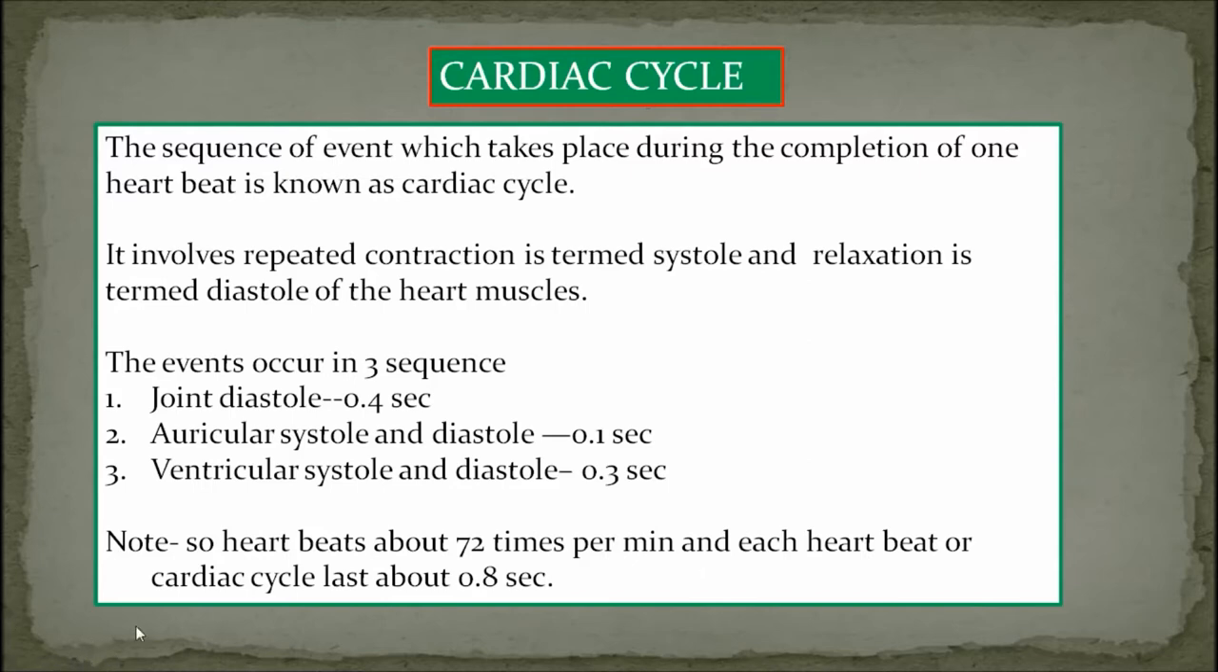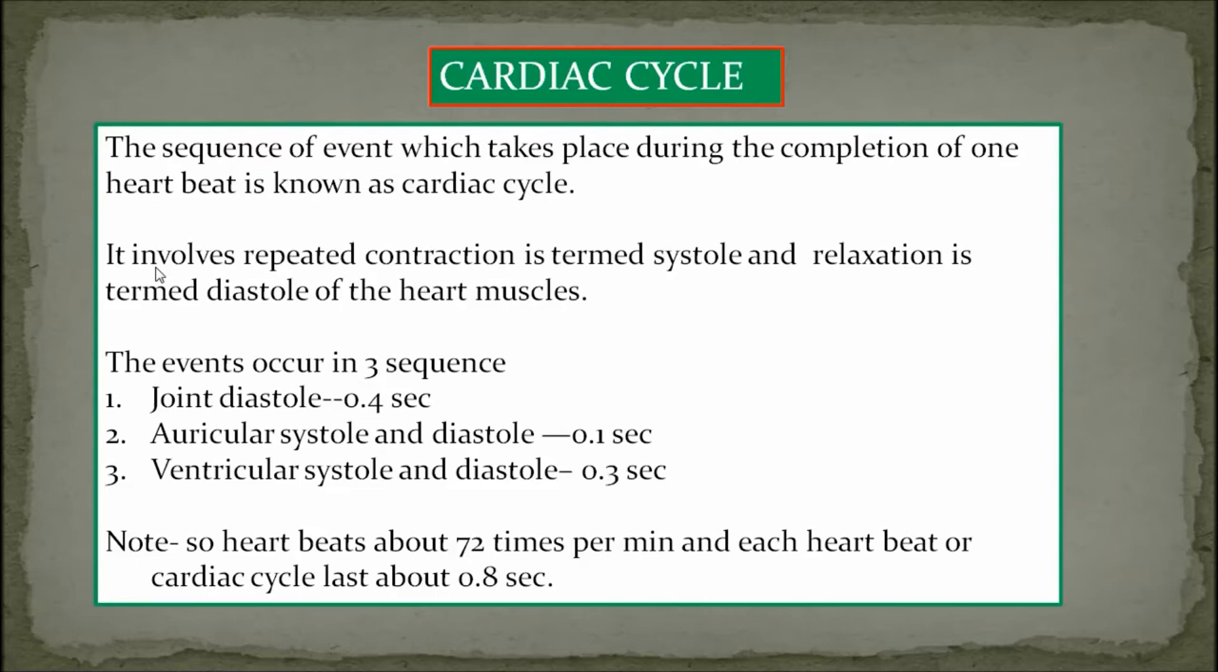This systole and diastole take place systematically, sequence-wise, within a particular duration, and that duration is the cardiac cycle: the sequence of events which take place during one complete heartbeat. Clear? That is one cardiac cycle. From the time a human baby is born until death, this is the whole lifespan, the heartbeat continues rhythmically due to the cardiac muscles, and the cardiac cycles maintain blood circulation, or blood pumping. So the cardiac cycle is the sequence of events which take place during one heartbeat. I hope this is okay.